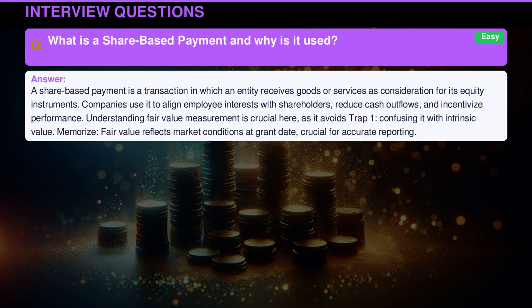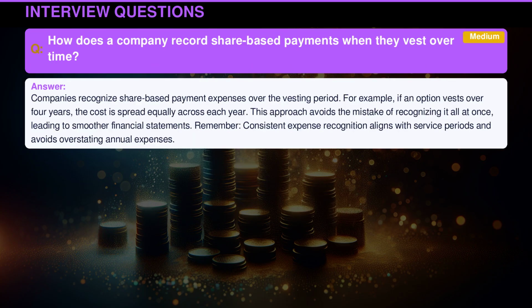A share-based payment is a transaction in which an entity receives goods or services as consideration for its equity instruments. Companies use it to align employee interests with shareholders, reduce cash outflows, and incentivize performance. Understanding fair value measurement is crucial here, as it avoids trap 1, confusing it with intrinsic value. Memorize: fair value reflects market conditions at grant date, crucial for accurate reporting. Companies recognize share-based payment expenses over the vesting period.